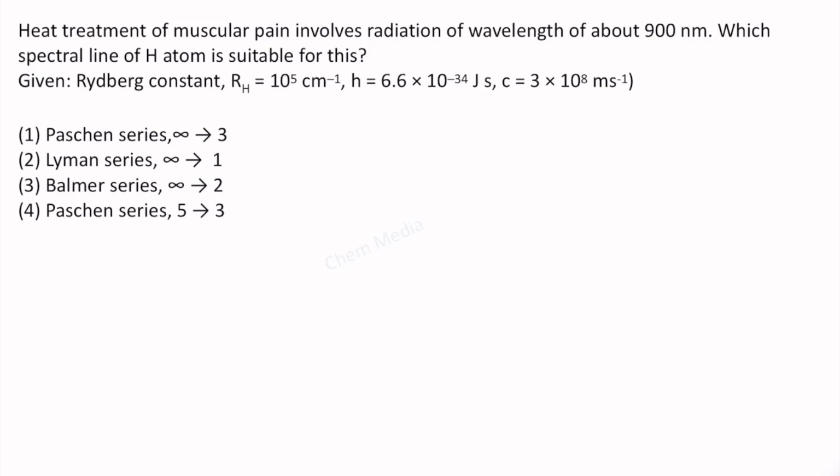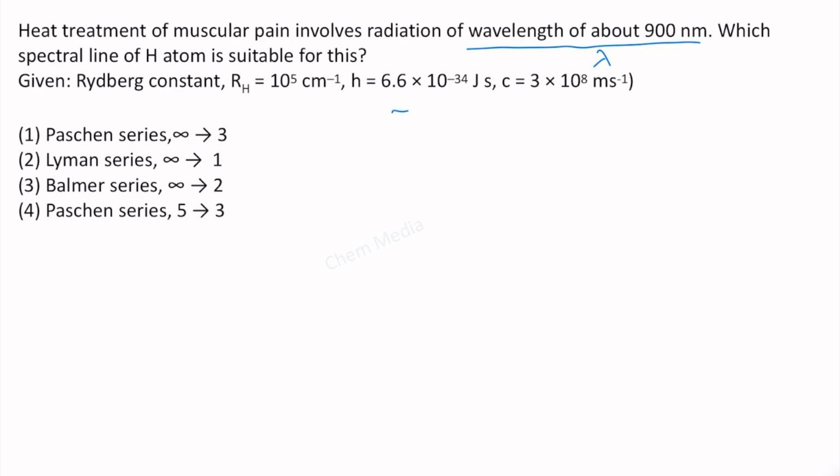Hello everyone, here is a question from the quantum mechanical model of the atom. Heat treatment of muscular pain involves radiation of wavelength of about 900 nanometer. Which spectral line of the hydrogen atom is suitable for this?